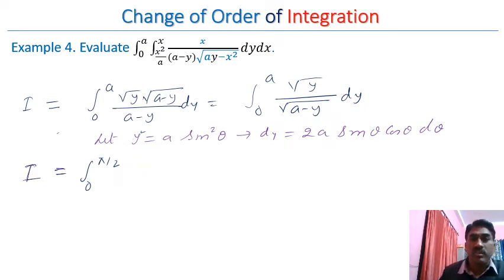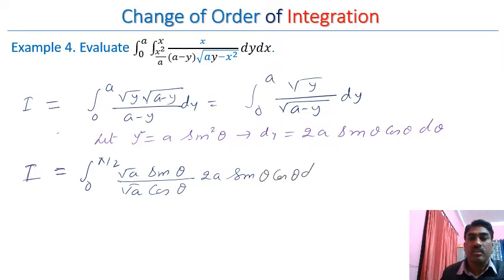Now put these things. What is root y? Root y is root a sine theta, and then in the numerator a minus y, so y is a sine square theta, so root a can be taken common, and then 1 minus sine square theta is cos square theta, and square root, so we get cos theta, and then dy is 2a sine theta cos theta d theta. You can see this cos theta cancels this, and this square root a cancels this, so we just get 2a, 0 to pi by 2, sine square theta d theta.